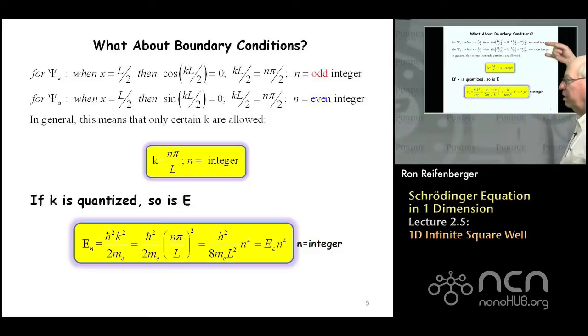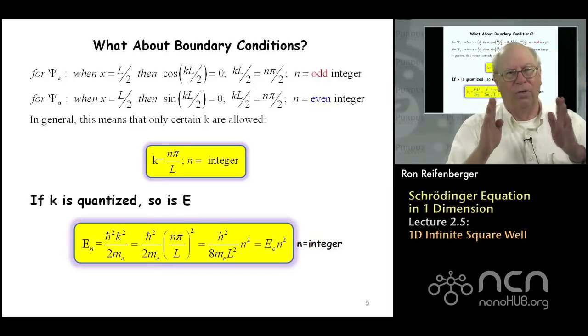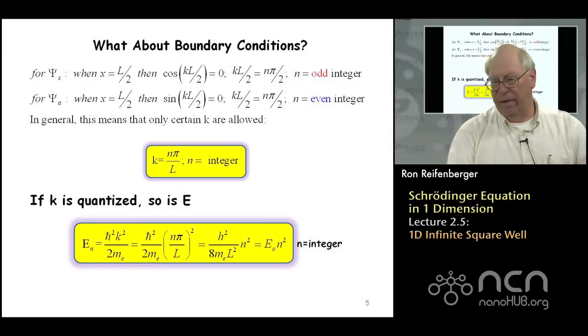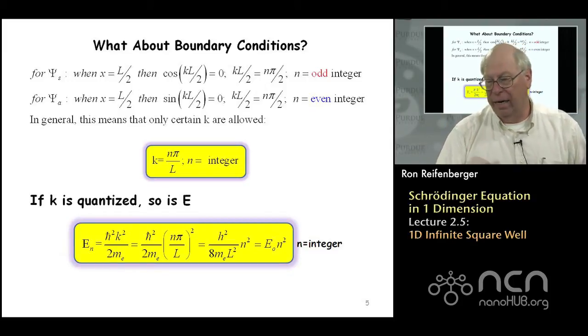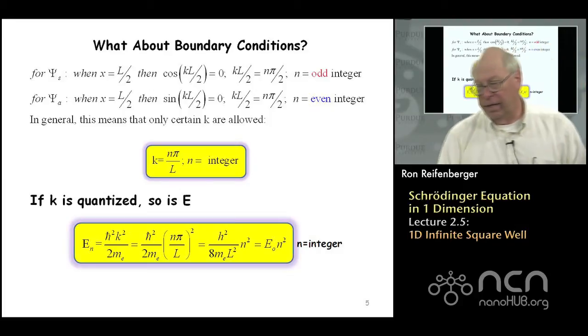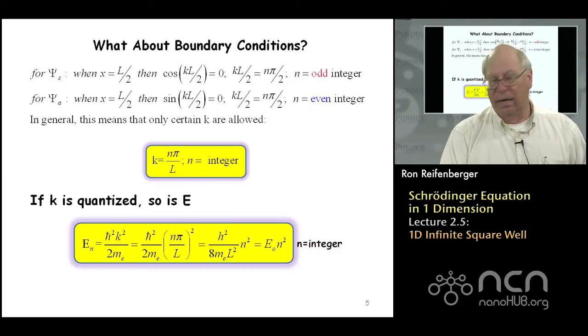So you can take these two conditions and combine them into one, and basically say that the allowed values of K are equal to n pi divided by L, where L is the width of the well. So you have to tell me what L is. Is it 1 nanometer, 3 nanometers, 5 nanometers? Once you tell me that, then I can calculate the allowed values of K.